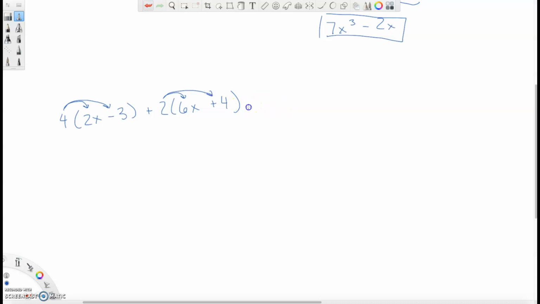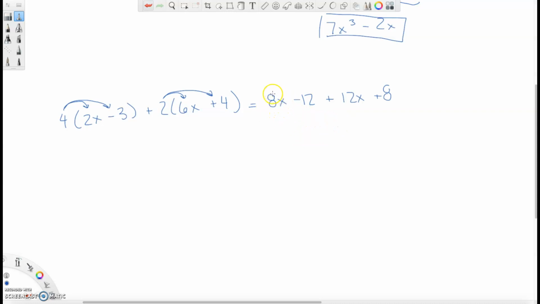Okay? By rewriting this all out, you should get that 4 times 2x will give you 8x. 4 times negative 3 will give you negative 12, plus 2 times 6x should be 12x, and 2 times 4 should give you 8. Remember to pay attention to your sign. Notice how 4 times negative 3 gives me negative 12. All right. Now, remember what I said, we're going to group like terms.